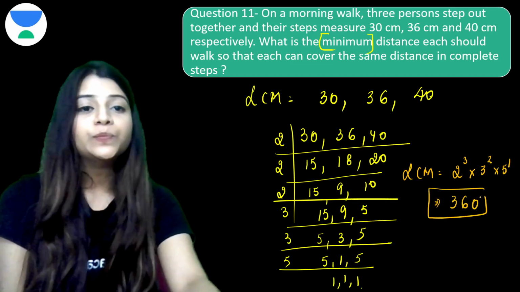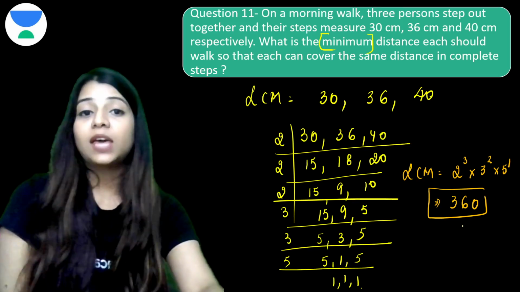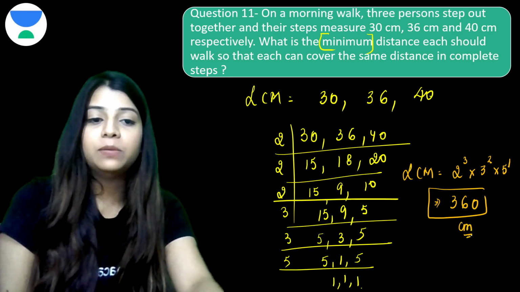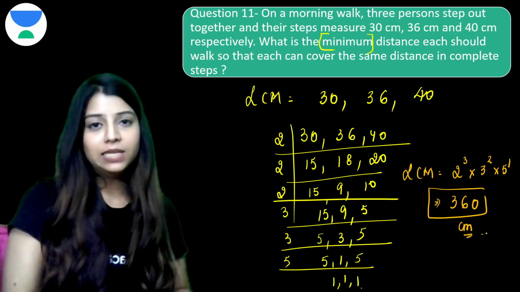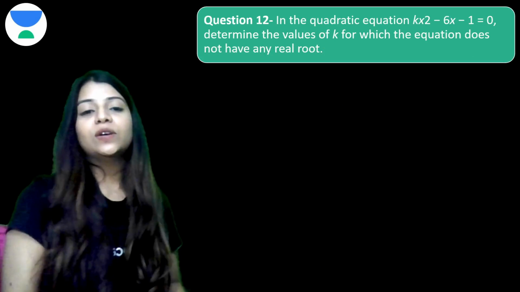So they have to, the minimum distance which they have to cover is 360 centimeters to complete, all right, so that they can cover the same distance in complete steps. Moving forward to your 12th question.